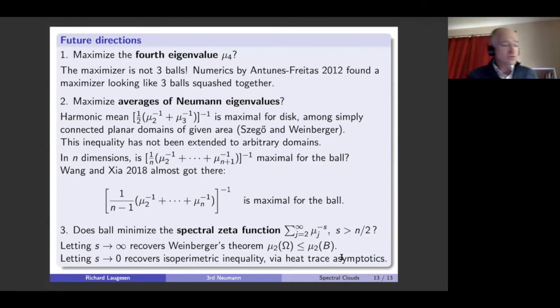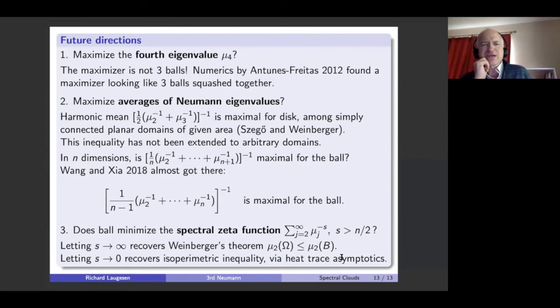Okay, so we're almost at the end, so I want to have a few minutes here to suggest some future directions, and then for questions. You might be thinking, well, maybe the 4th eigenvalue is 3 balls, but it's not. So numerics by Antunes and Freitas back in 2012 showed us what the optimizers seem to look like there. And this has been confirmed by other authors. I think Antunes and Oudet have a survey paper as well. So we're fairly confident it's not 3 balls. It looks sort of like 3 balls that have been squashed together, but it's not 3 disjoint balls.